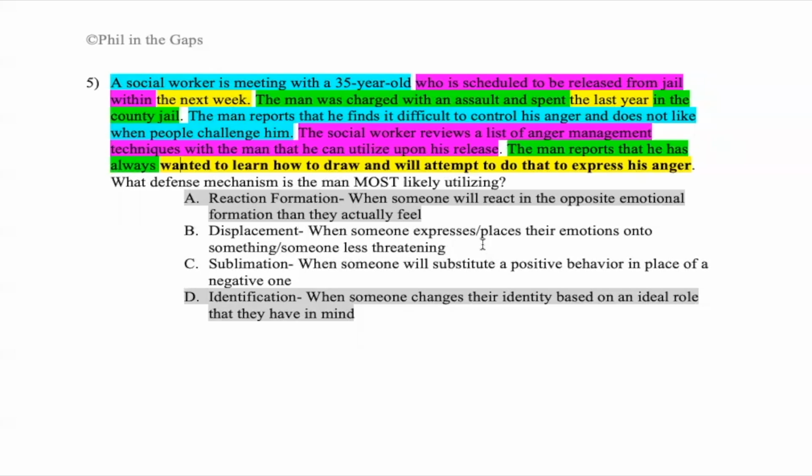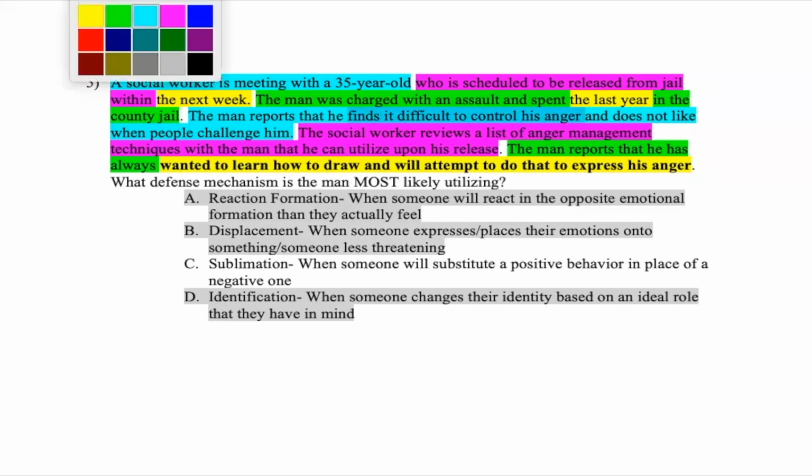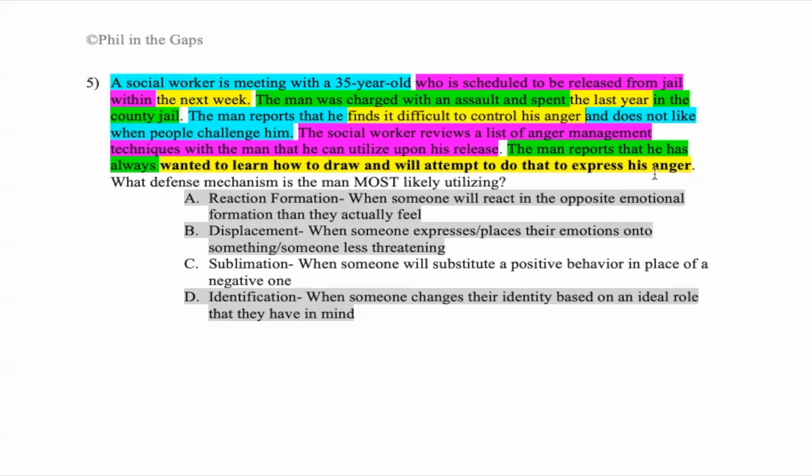So if we think about it, unless he's putting his anger onto the pencil and snapping them in half while drawing, which is likely not going to be helpful if you're trying to complete a drawing, B is going to be ruled out. So for that reason, B, displacement, is ruled out because it's not placing the anger onto the pencil or pen and destroying that, based on the fact that he is expressing what he's feeling in a different manner. Why? Because if we look at it, he finds it difficult to control his anger and he wants to draw in order to express his anger.